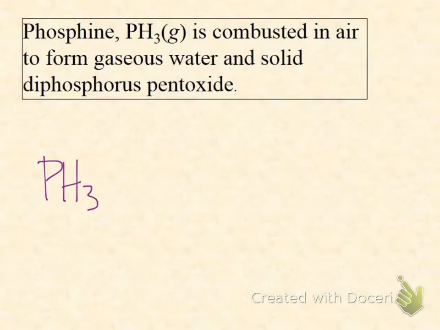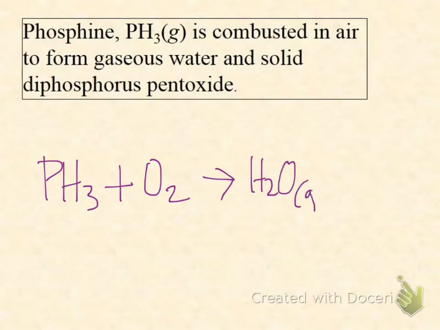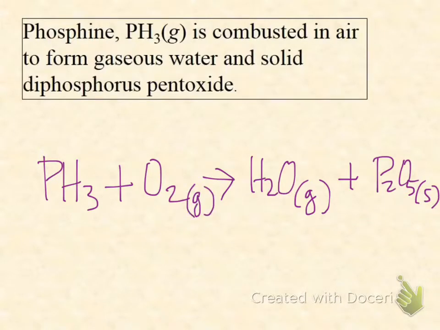PH3 combusted in air. So that means I'm going to add what to it? Oxygen. Oxygen. And then it makes water, and it says it's gaseous water, plus solid P2O5. And so you would write those. That's going to be a gas, of course, and then they told us that was a gas. And then we need to balance that.